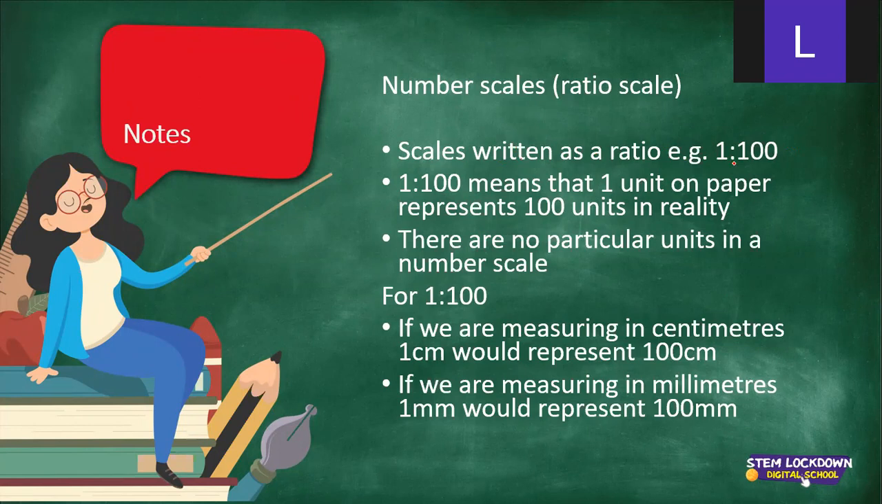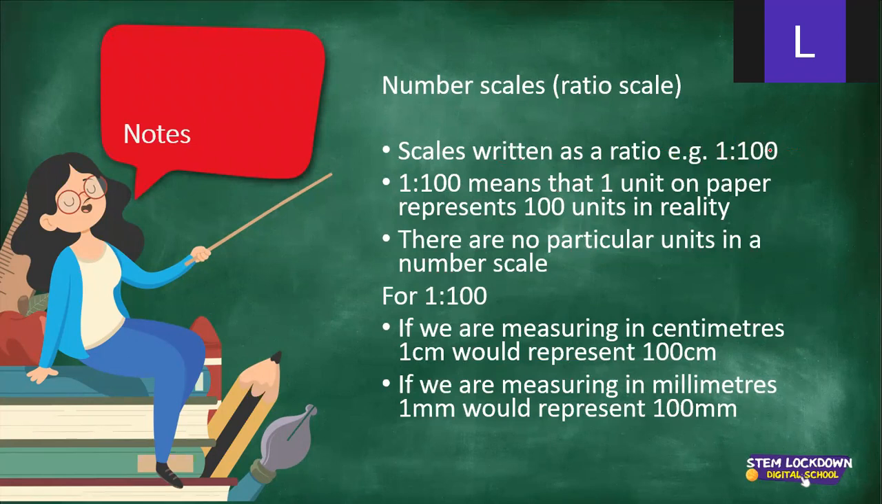1:2, and then a number. In this case, 1:100, right? 1:10, 1:20, 1 to anything. But it's a number. Numbers, that's why it's called a number scale. Sometimes it's called a ratio scale because it's written as a ratio, right? Obviously, in between there's a colon. Okay, what does 1:100 mean, right?